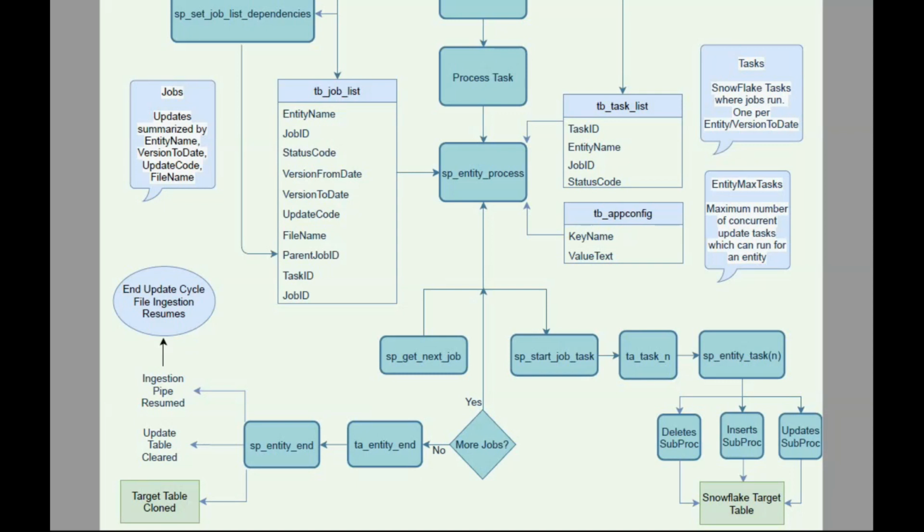SP entity end creates a cloned copy of the target table, clears out the stage update table in preparation for resumption of file ingestion, and finally resumes the suspended ingestion pipe.